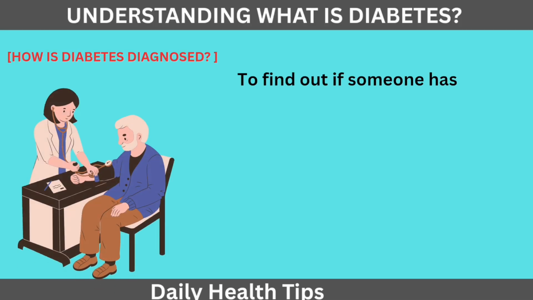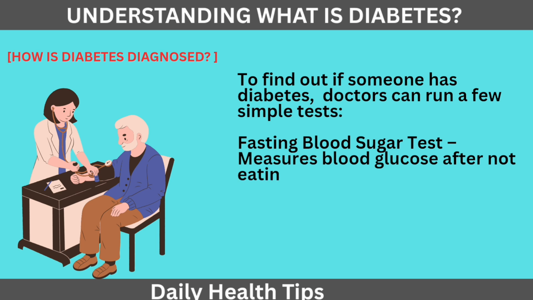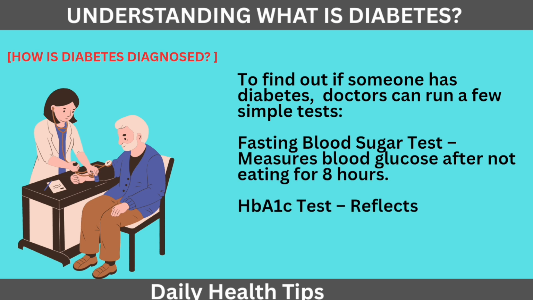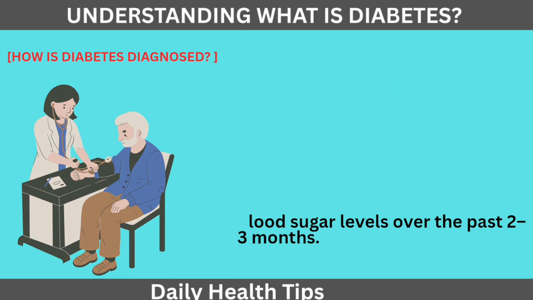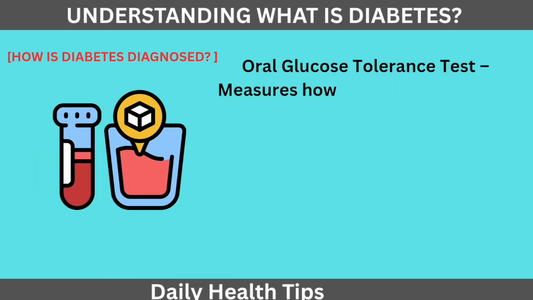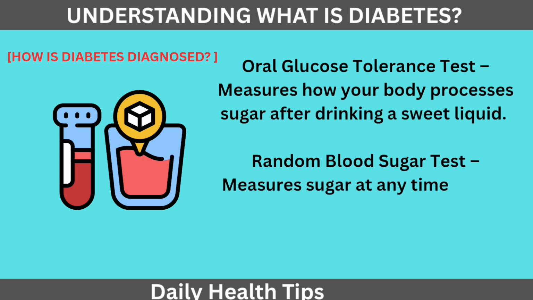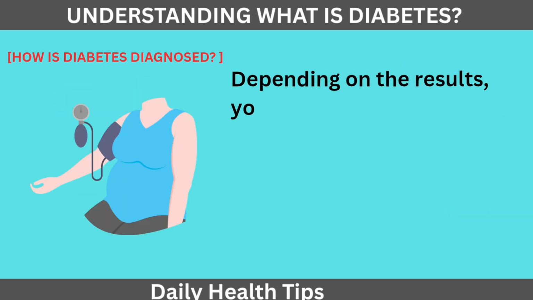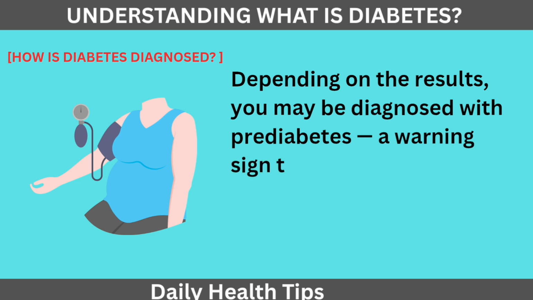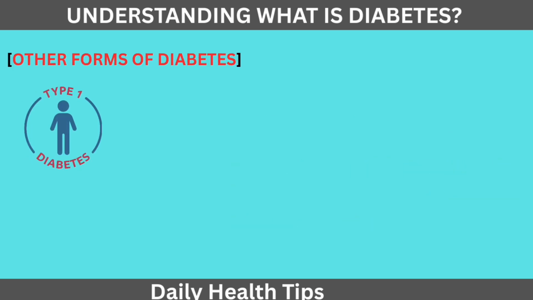How is diabetes diagnosed? To find out if someone has diabetes, doctors can run a few simple tests. Fasting blood sugar test measures blood glucose after not eating for 8 hours. HbA1c test reflects average blood sugar levels over the past 2 to 3 months. Oral glucose tolerance test measures how your body processes sugar after drinking a sweet liquid. Random blood sugar test measures sugar at any time of day, regardless of when you last ate. Depending on the results, you may be diagnosed with prediabetes, a warning sign that your blood sugar is higher than normal, or full-blown diabetes.